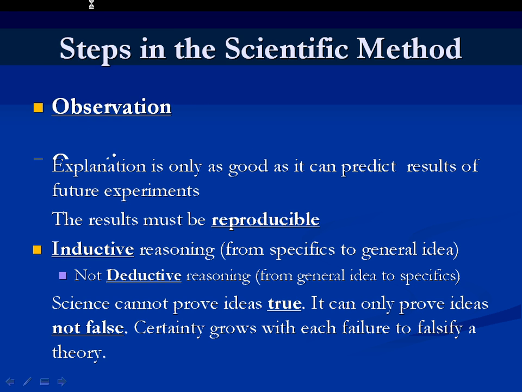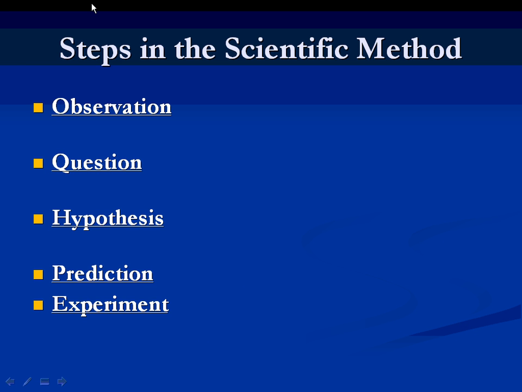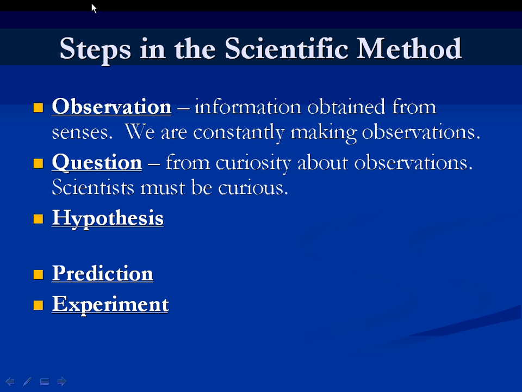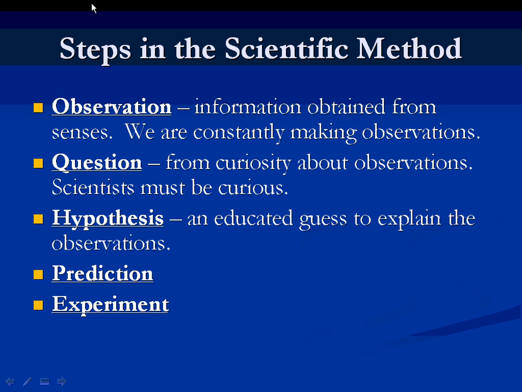All right, we're going to go to the steps in the scientific method now. These are my steps. Other people have different names for them or different combinations, but this is what we're going to use in our class. Observations are information from the senses or from measuring devices. We're constantly making observations. The question is, what sets the scientist apart from somebody who just makes observations? Scientists are always curious. And then they come up with guesses to explain their observations.